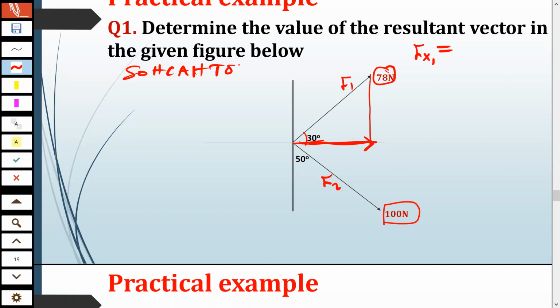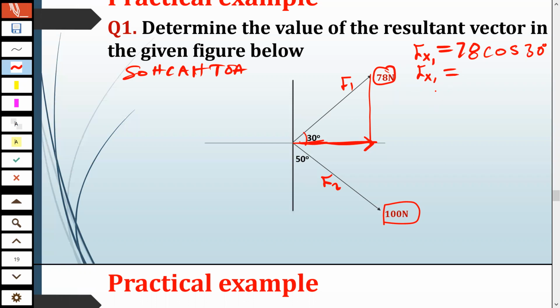From SOHCAHTOA, since it's the adjacent, we're going to use cos. So we're going to say 78 cos 30 degrees. And then in the y, this one is going to be, okay, let me do this.